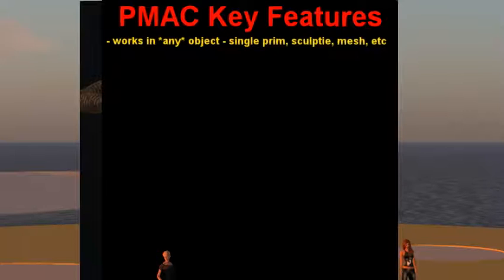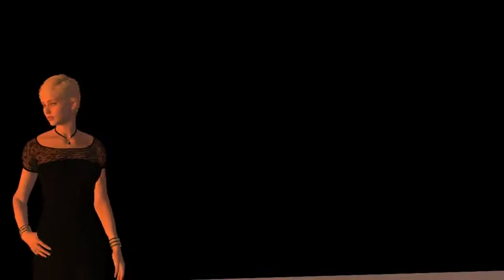The PMAC system is a script that is placed in something that sits in a region along with some animations and some information about how to play them. I wanted the flexibility to be able to put it into any object, a bed, a sofa, even a single prim sculpted or mesh, anything. Being able to work with a single prim object was a critical requirement. Of course, it works quite happily in link sets too.